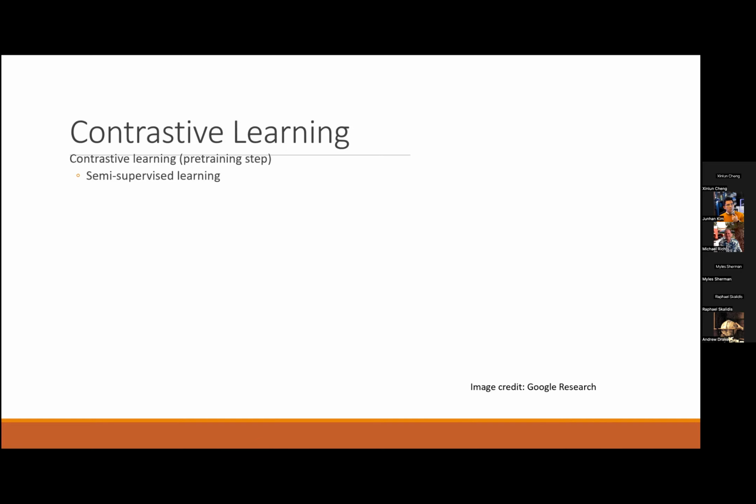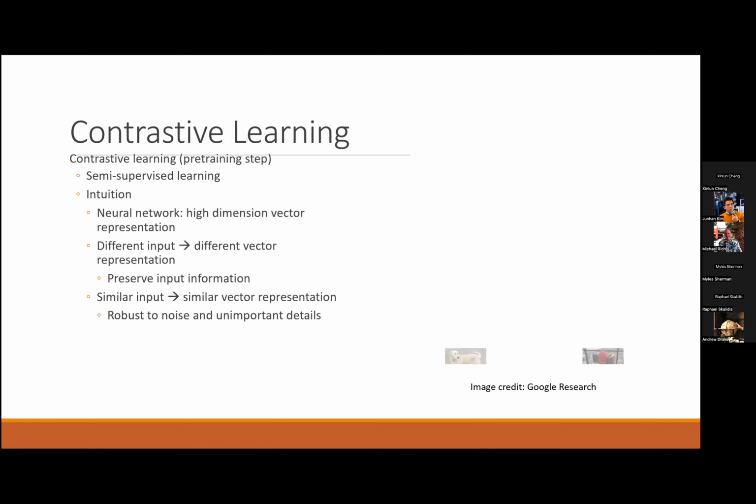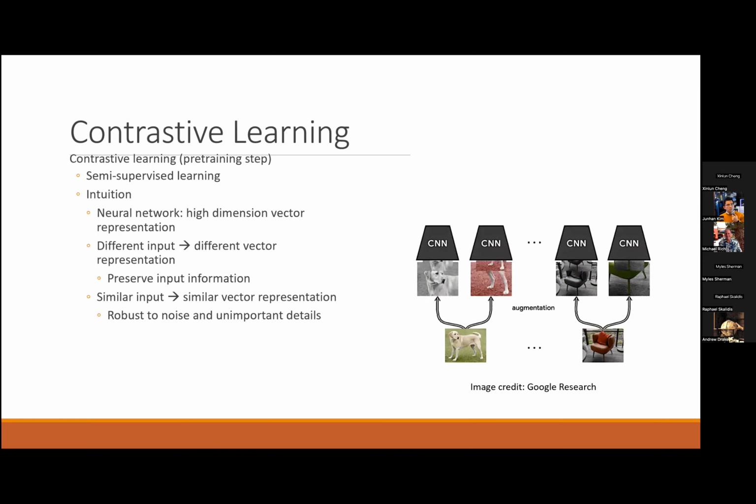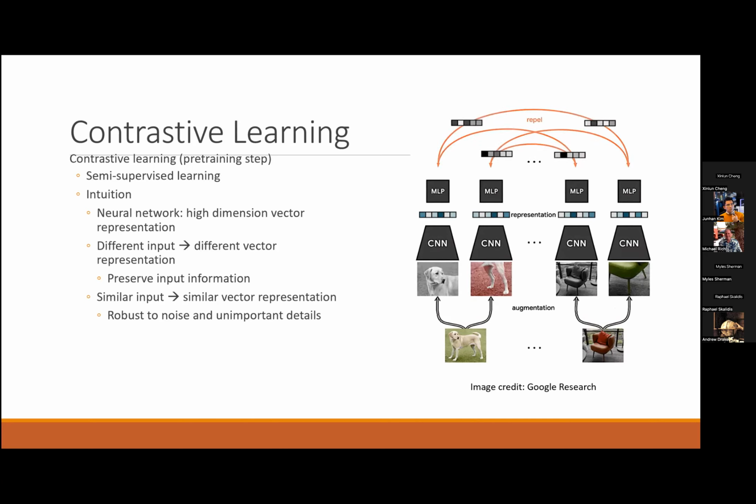Yes, through what is known as contrastive learning. Contrastive learning is a semi-supervised learning method. The intuition of contrastive learning is based on what I've just introduced before, that neural networks are essentially functions that project your input into a high-dimensional vector representation. We want different inputs to have different vector representations. So this would preserve as much input information as possible.